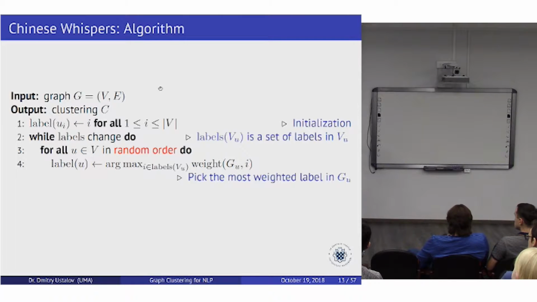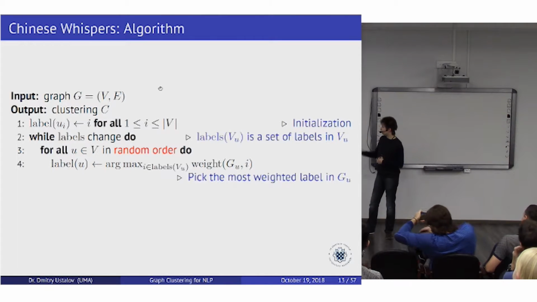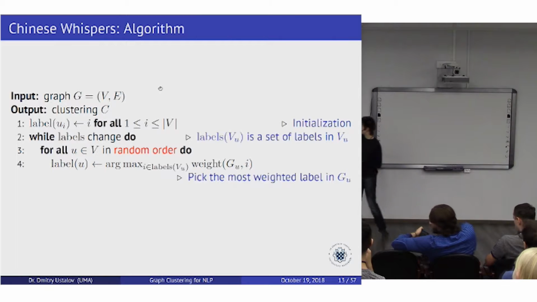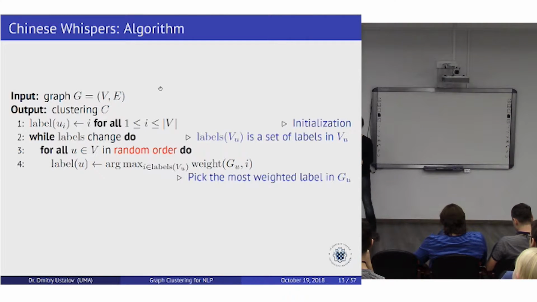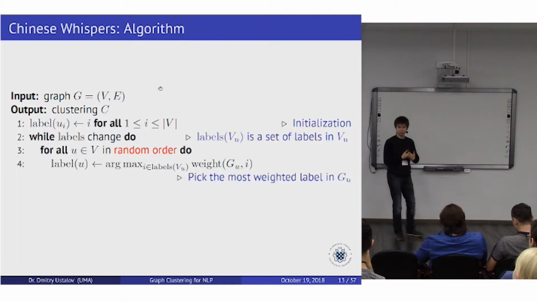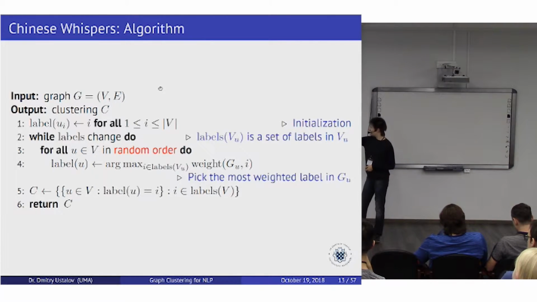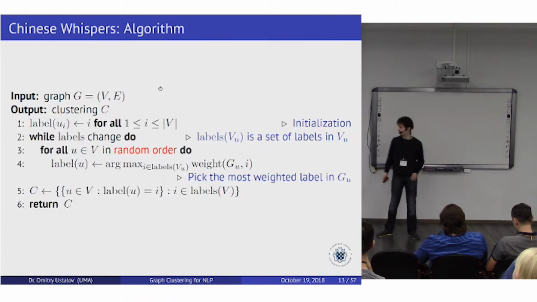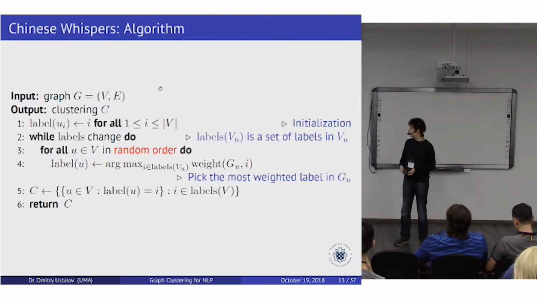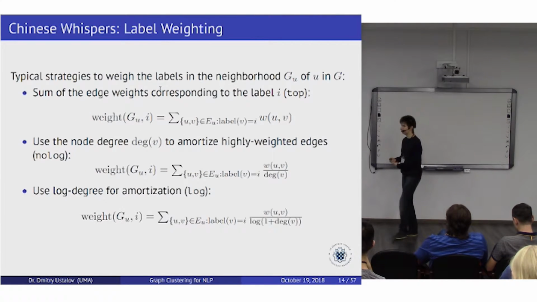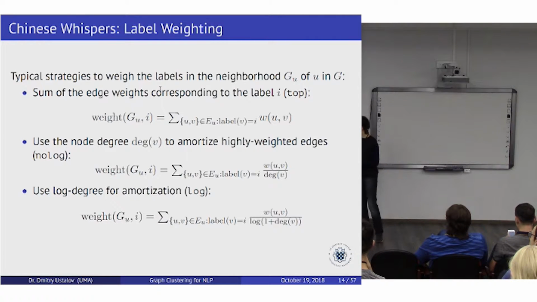There is a special function, weight. Basically, it can be just the number of times a label appeared in the neighborhood. So you select the most voted label in your neighborhood, and that's it. Then, after you did this, the algorithm eventually converges. We'll talk a little bit about this later. You just transform labels into clusters, and that's it. Very simple algorithm. Just pick the labels, do some shuffling, and eventually it will provide you with the clusters.